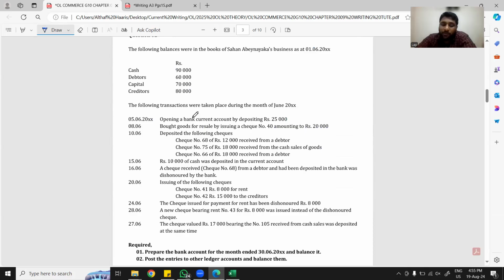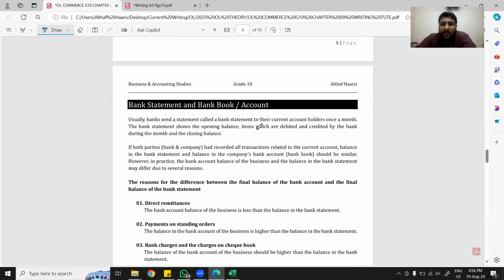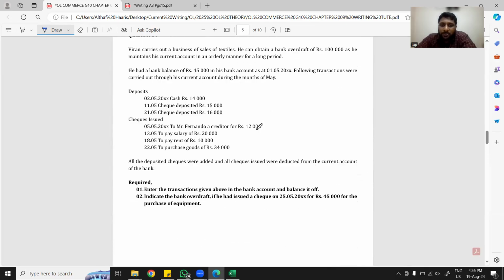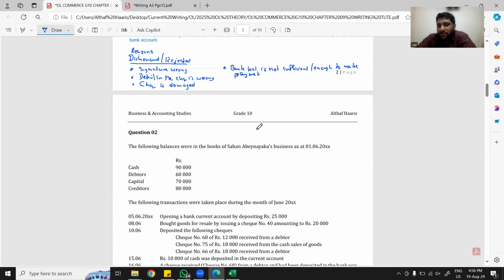Then we'll be able to move to the bank overdraft. So once you are done with the overdraft, then we will have the bank rec only paper. So that's it. That's it for the day. Then let's meet again next week.